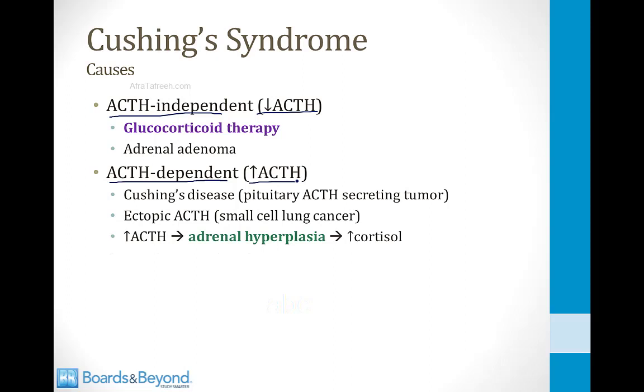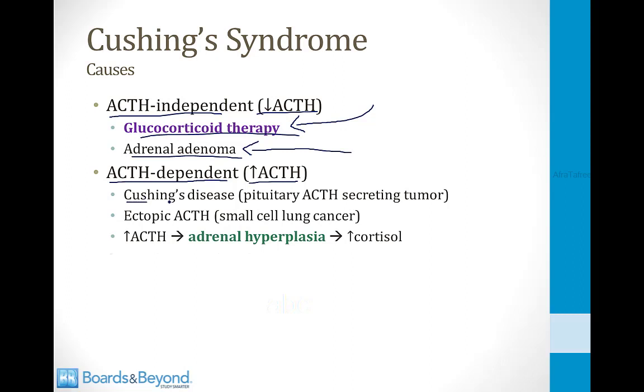The ACTH independent causes include glucocorticoid therapy and adrenal adenomas. When you are taking steroids for therapy, the ACTH level will be low, but Cushing's syndrome develops nevertheless because you are taking oral steroids every day. Patients with an adrenal adenoma have a portion of the adrenal gland secreting cortisol at an excess level. The ACTH level is low, but it's unable to dial down cortisol production in the independently functioning adenoma.